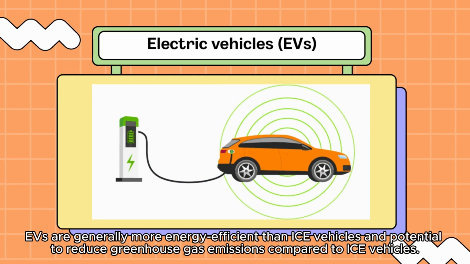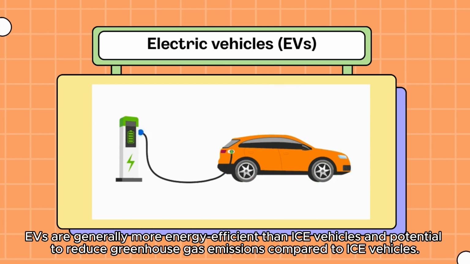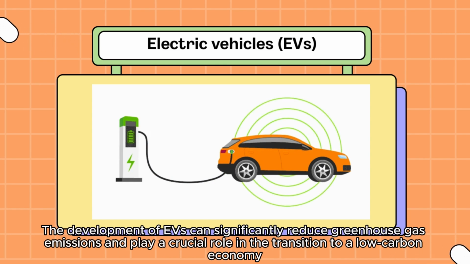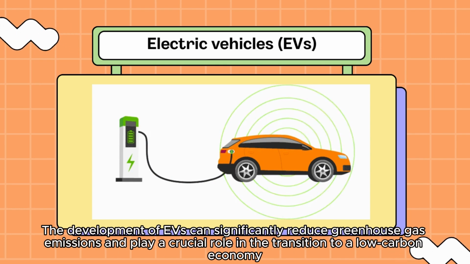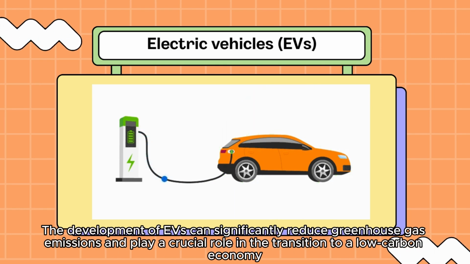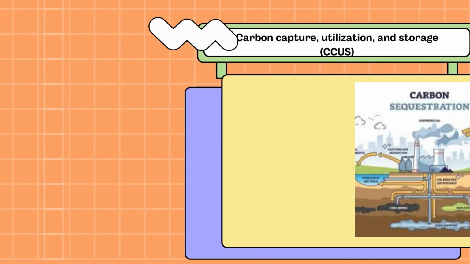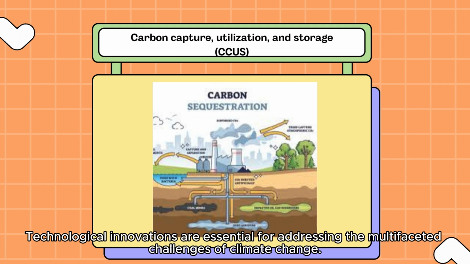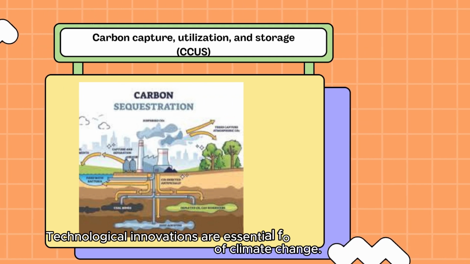EVs are generally more energy efficient than ICE vehicles and have the potential to reduce greenhouse gas emissions compared to ICE vehicles. The development of EVs can significantly reduce greenhouse gas emissions and play a crucial role in the transition to a low-carbon economy. Carbon capture, utilization, and storage (CCUS) is a crucial technology for mitigating climate change by reducing greenhouse gas emissions and transitioning to a low-carbon economy. Technological innovations are essential for addressing the multifaceted challenges of climate change.